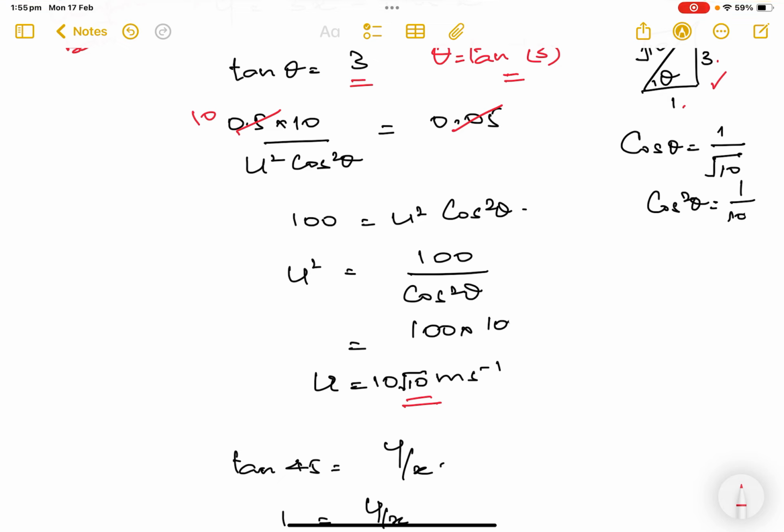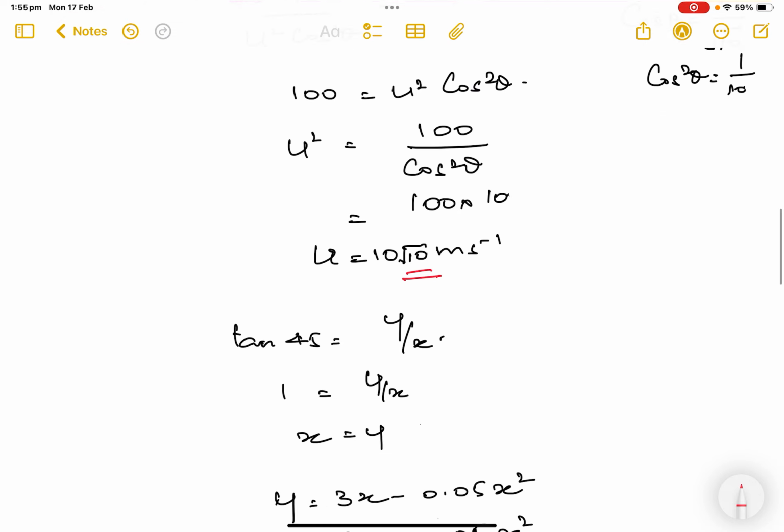So u squared equals 100 over cos squared. That's one, and 100. And cos squared is this one. Cos squared is 1 over 10. If you flip 1 over 10 over, then it's 10. That is, u equals plus or minus, but it can't be minus, so plus 10 root 10 meters per second. That's u.